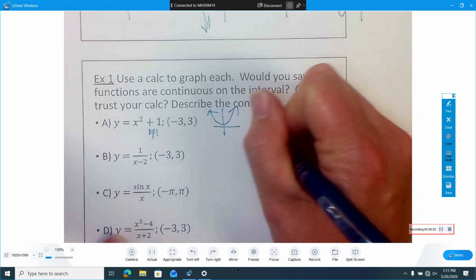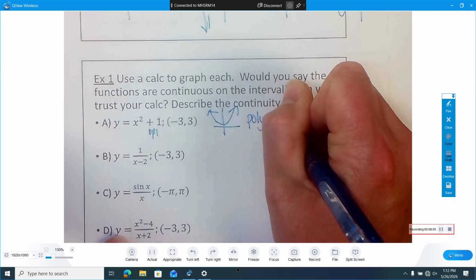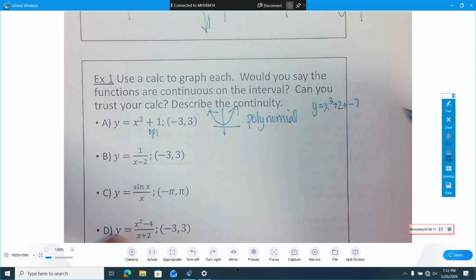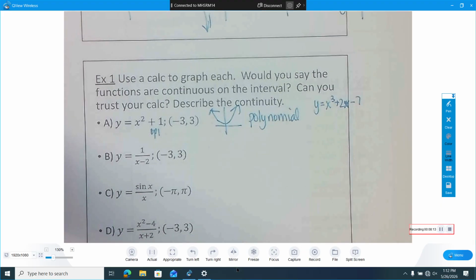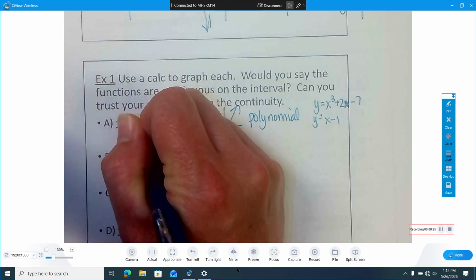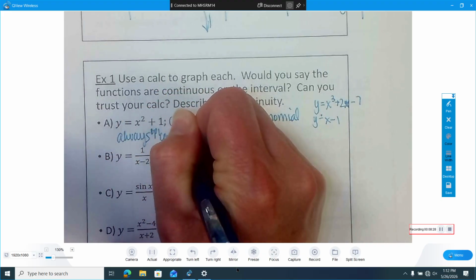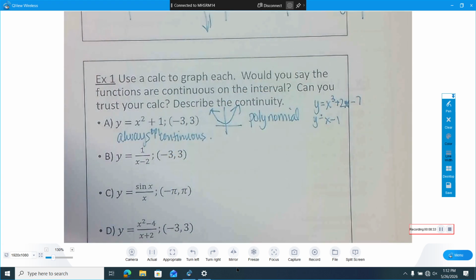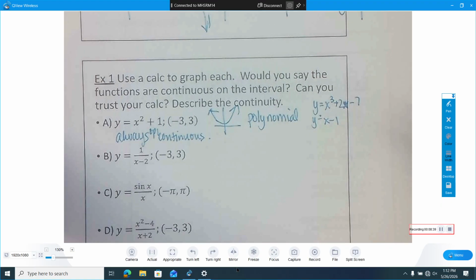These are always continuous. It is a polynomial, and a polynomial, anything like y equals x cubed plus 2x minus 7, any normal looking polynomial like y equals x minus 1. These are always going to be smooth curves, and they are always continuous. And if you know that, that is a great thing. So any polynomial is always continuous. As long as none of the powers are wonky, they're all just regular positive integers, then you're good to go.